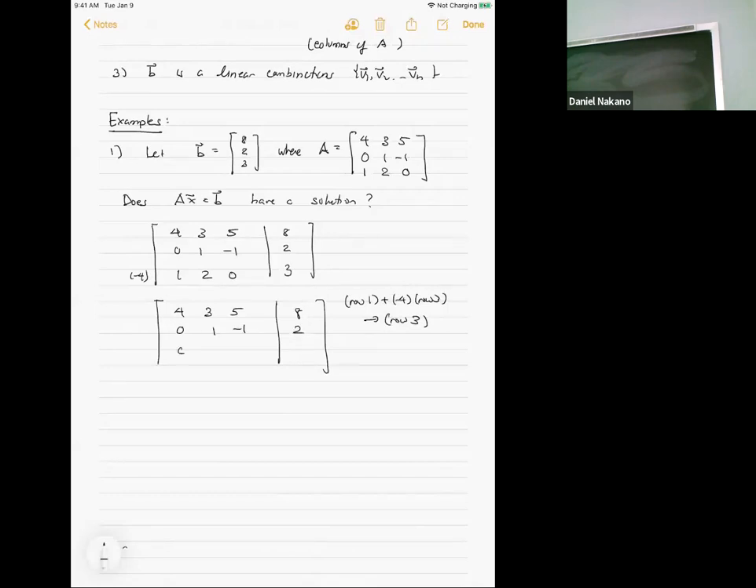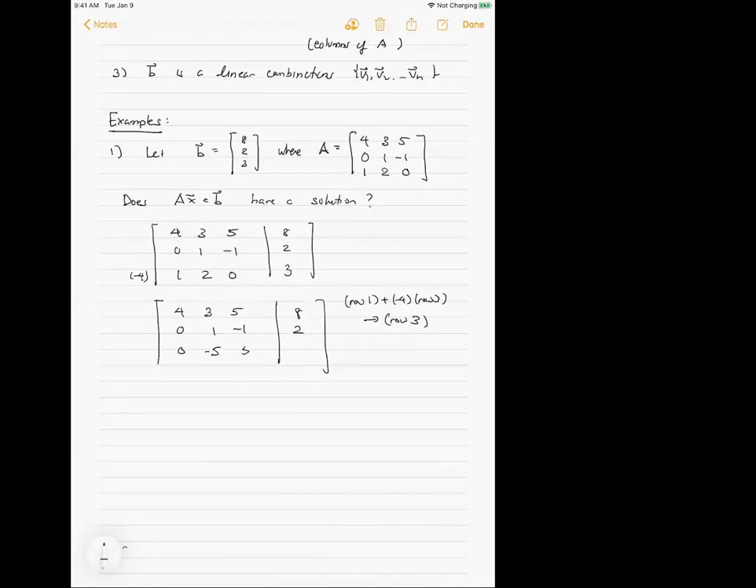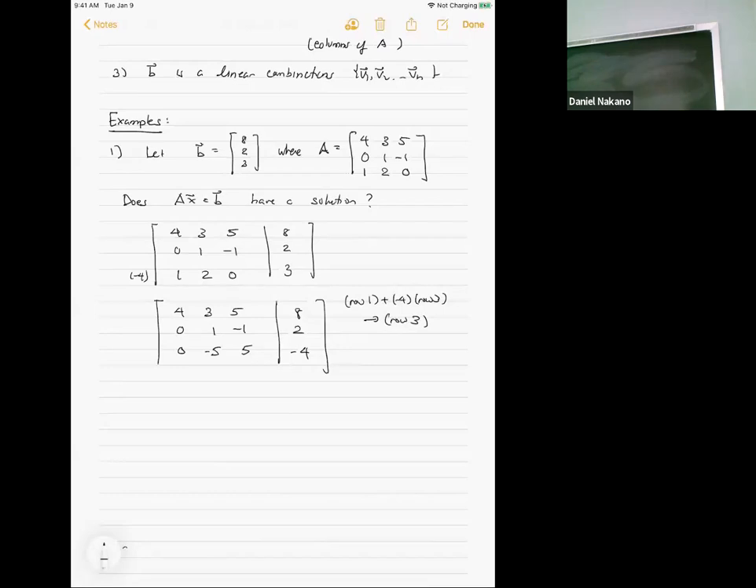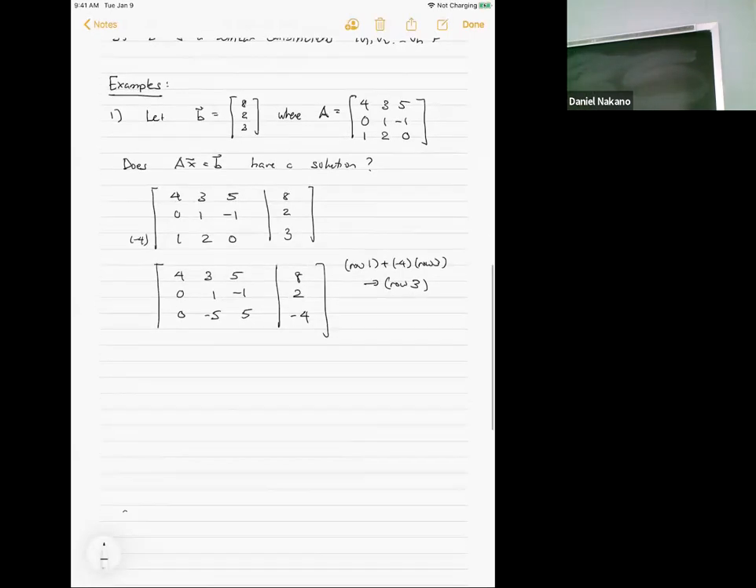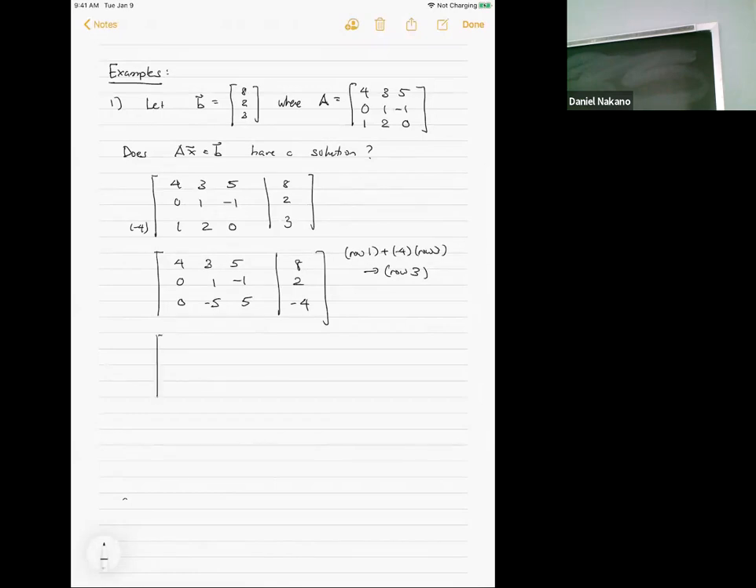What do I get? I get 0. What's the next one? 3 minus 8 is what? Negative 5, good. What's the next one? 5, very good. Next one? Negative 4, very good. Okay? All right. And now let's just reduce one more time and see what we get.